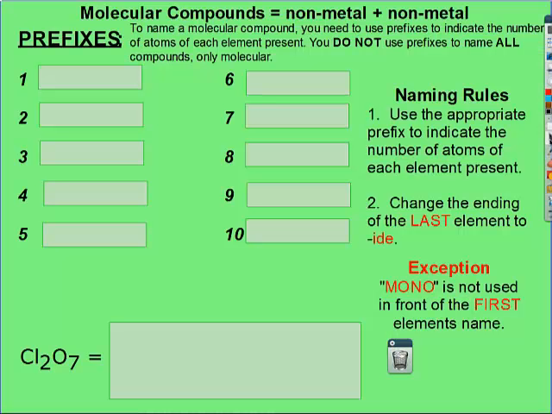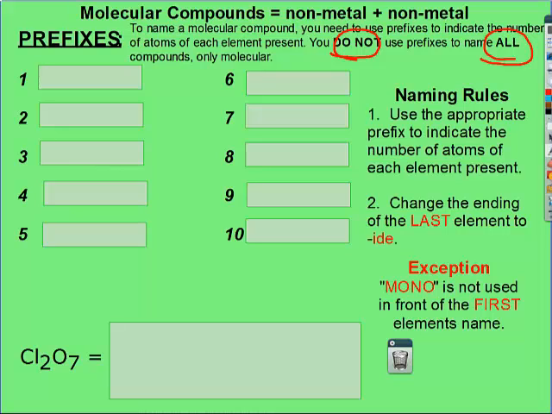To name a molecular compound, you need to use prefixes to indicate the number of atoms of each element present. Keyword here, you do not use prefixes to name all of them. Just because I give you all of these prefixes, not all of them need them. So look at the rules, and we're going to talk about what you should be looking for.